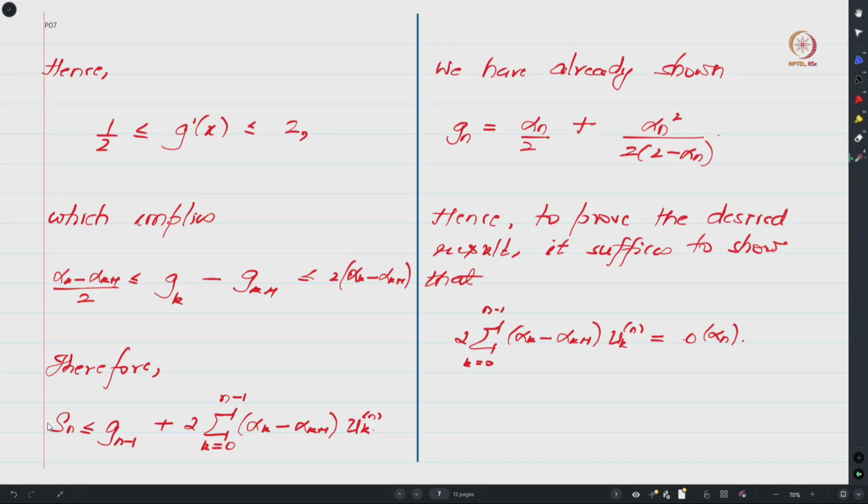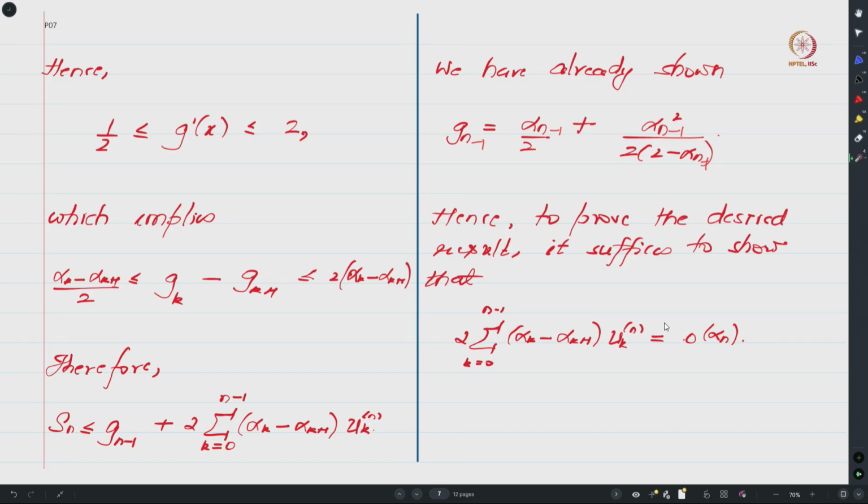Now what we will, okay, so I should say this is like alpha n minus 1 here. So we have already shown that gn minus 1 is of the order alpha n minus 1, with this term decaying quite fast. Hence, to prove the desired result, it suffices to show that whatever is the remainder term, which is what we have written over here, actually decays very fast. In particular, it is little o of alpha n. So this is what is remaining to be shown.